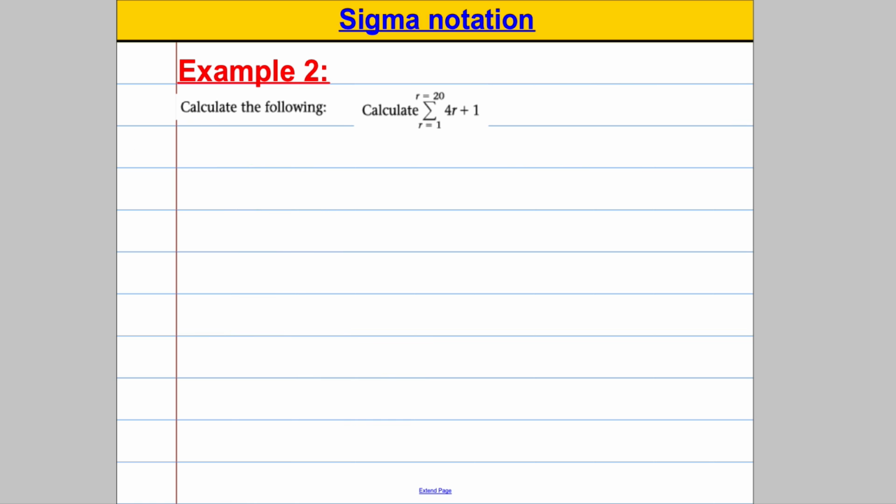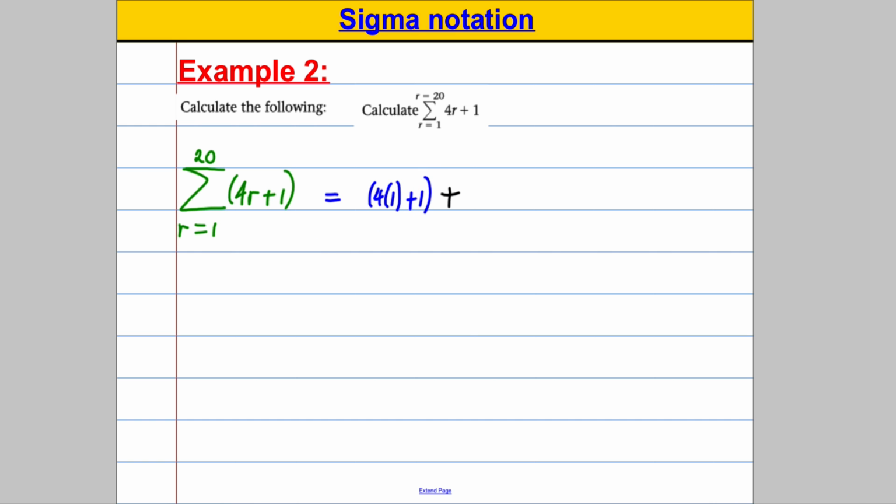Example 2. Sometimes they give you the sigma notation and they ask you to work it out. This is quite easy. All you have to do is put r as 1 in first and write out each term of the sequence. So we are, of the series should I say, summing from r is 1 up to 20 the expression 4r plus 1. So let's put 1 in first. 4 multiplied by 1 plus 1, that's the first term.